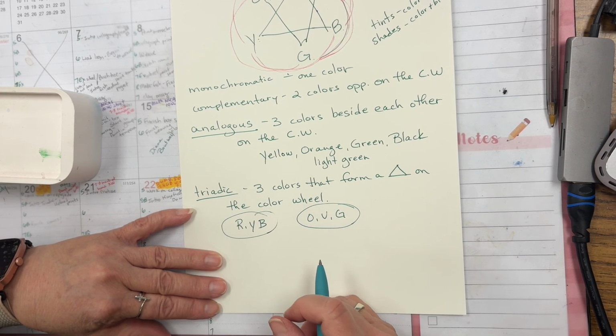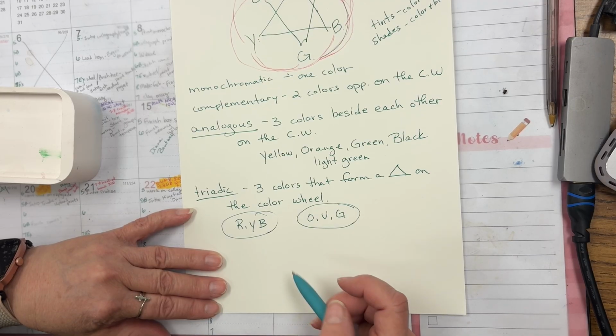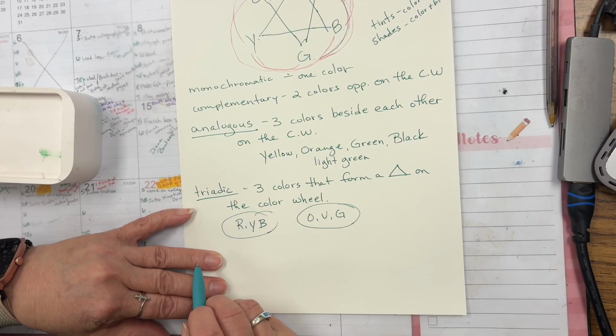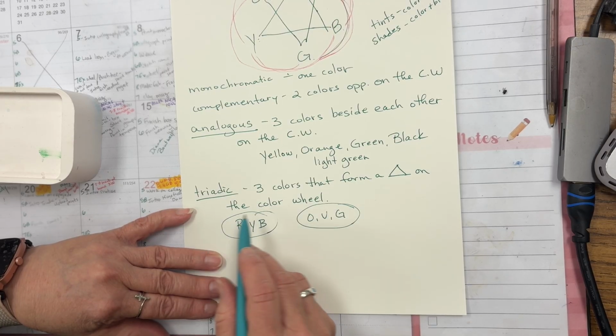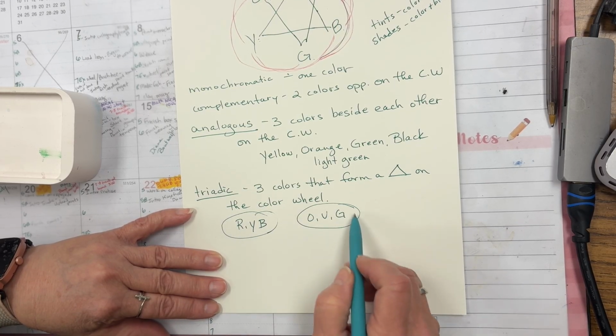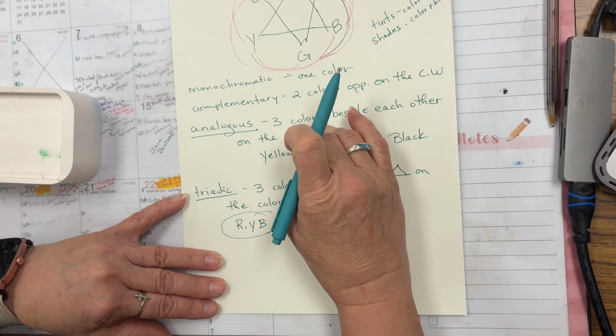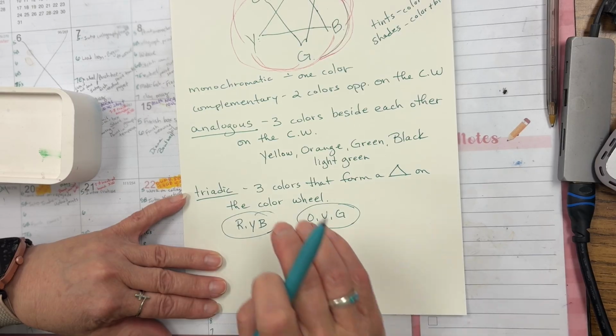Can you add black and gray? Yes, absolutely. Could you add pink to this one? Yes, because pink is a tint of red. But for the most part, these are your two choices. So you will do your analogous one first, and then your triadic one.